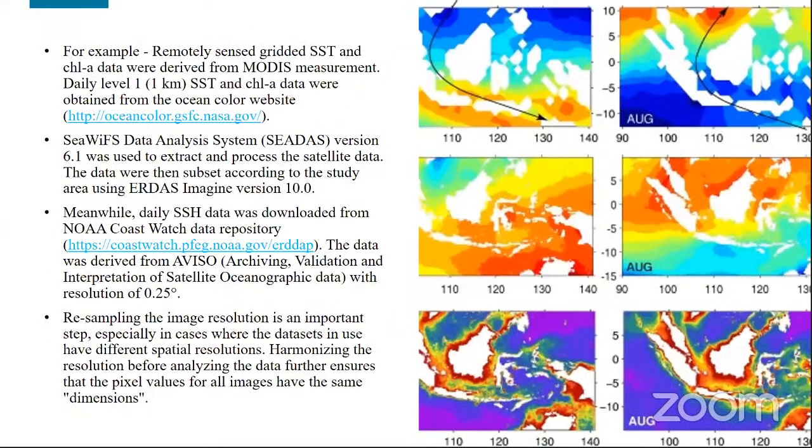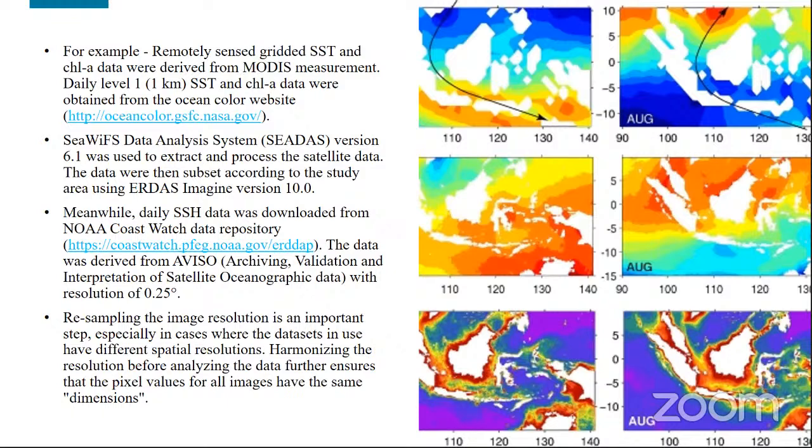So contoh, okay, if we use remotely sensed gridded SST and chlorophyll derived from MODIS measurements, kita guna daily level 1 kilometer SST and chlorophyll obtained from the Ocean Color website. Okay, kita boleh dapat data ni daripada Ocean Color website and then menggunakan SeaDAS version untuk extract and process the satellite data. So the data were then subset accordingly to the study area using ERDAS Imagine version 10.